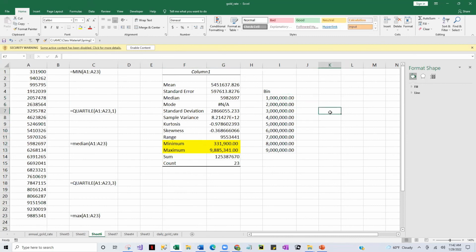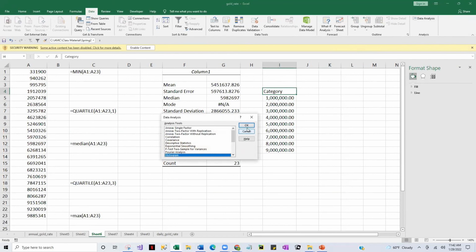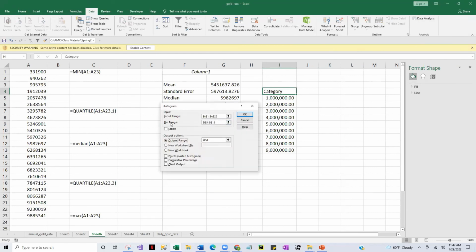Are we allowed to name it category, or do we have to use the word bin? No, you don't need to. You can name it category. I have it as bin for the sake of simplicity because histogram is asking for bin. If I'm saying category here, when you go to histogram in data analysis, it is going to ask for bin. I don't want you to get confused. That's why I named it as bin. It doesn't matter.